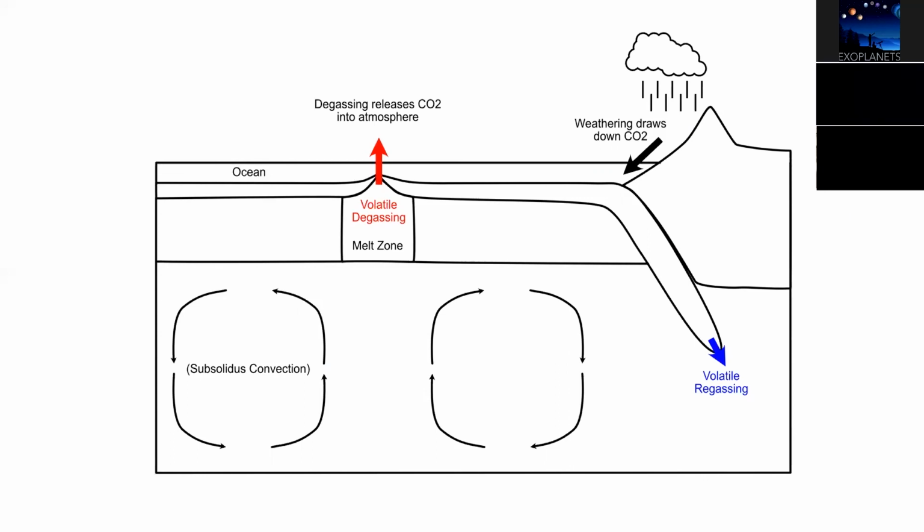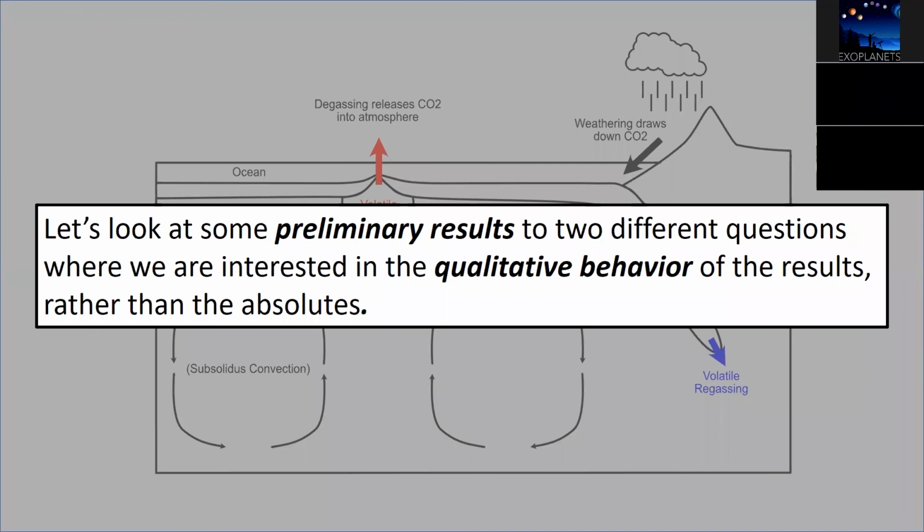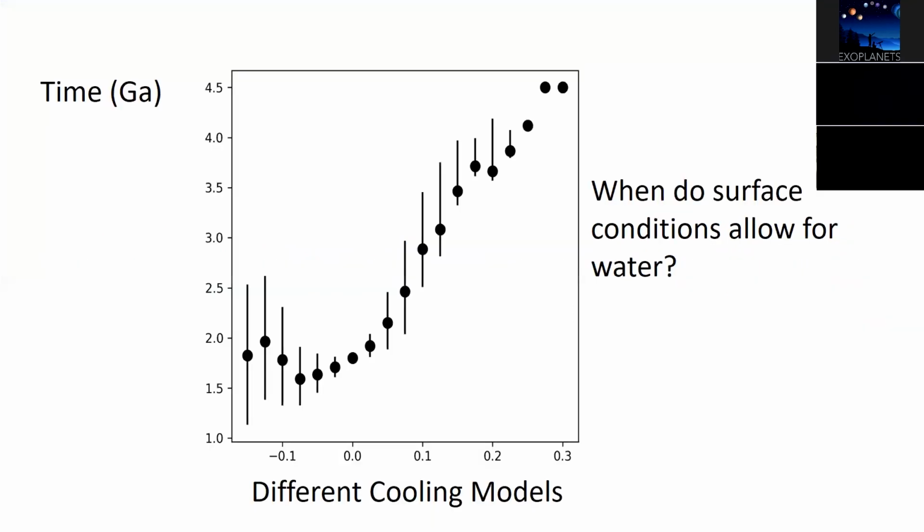We did this for the early Earth. Just as a qualifier, these are some preliminary results, so I'd like to emphasize the qualitative behavior of these rather than the absolutes. What you're looking at here is when surface conditions first allow for liquid water to be present based on different cooling models. We see that it ranges from 4.5 billion years ago to almost 2 billion years ago, that's the wide range that we get. So even for the planet with the best data, we still have very uncertain knowledge about the evolution.